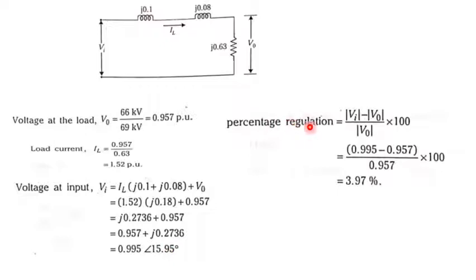So percentage regulation, which is the change from no load to full load, right? We know that this is 0.995. So there is a change in the voltage across the load. It is nothing but 0.957. So I'll get 3.97 as the voltage regulation.